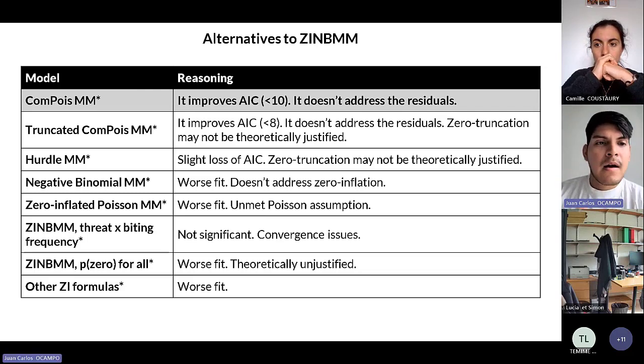mixed model. Here our argument is that the negative binomial is more interpretable, but it is true that it improves our fit slightly, but it doesn't address the residuals, which are the one concern that we have with this model. So we're keeping the zero inflated negative binomial mixed model as we presented it, and these were all the alternatives that we tried.